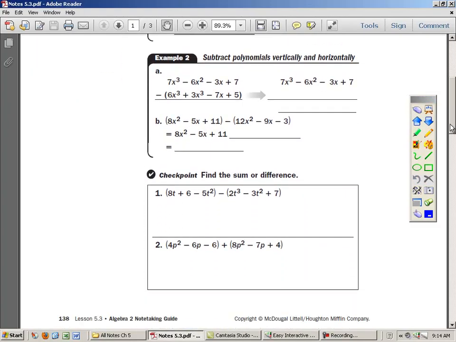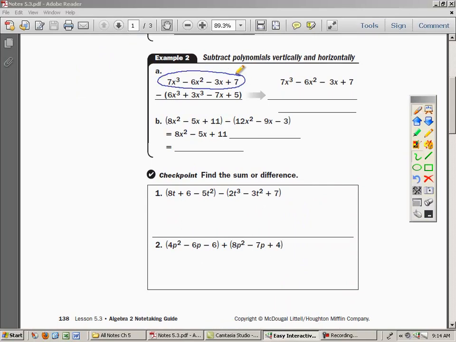Let's talk for just a second about subtracting polynomials. When you subtract a polynomial, you're subtracting the entire second polynomial, all of those quantities. So to subtract a positive 6x to the third means to add a negative 6x to the third.